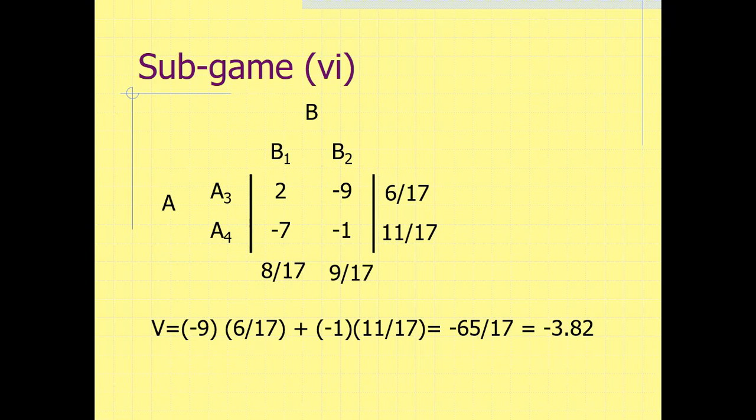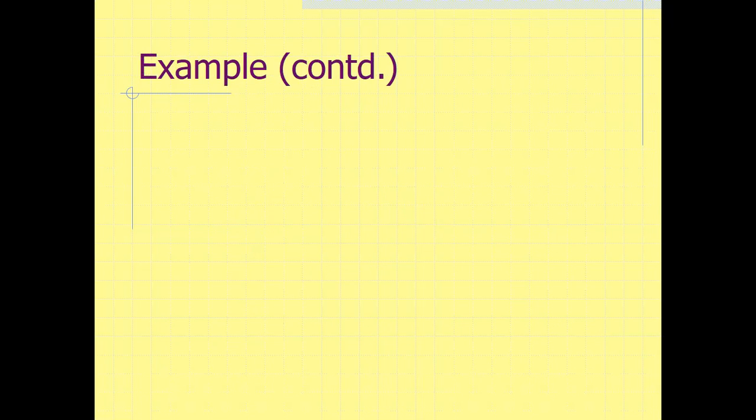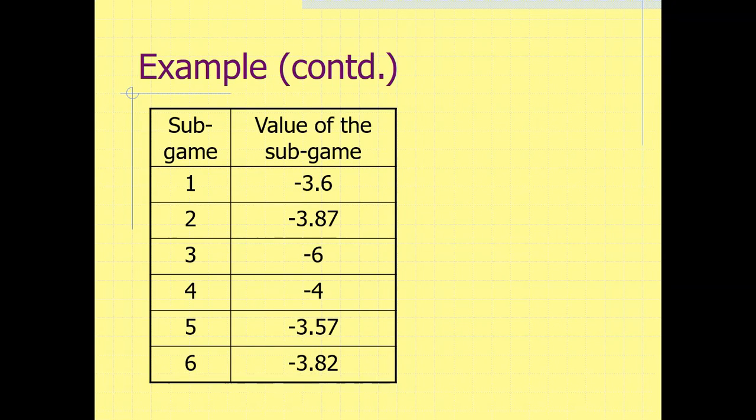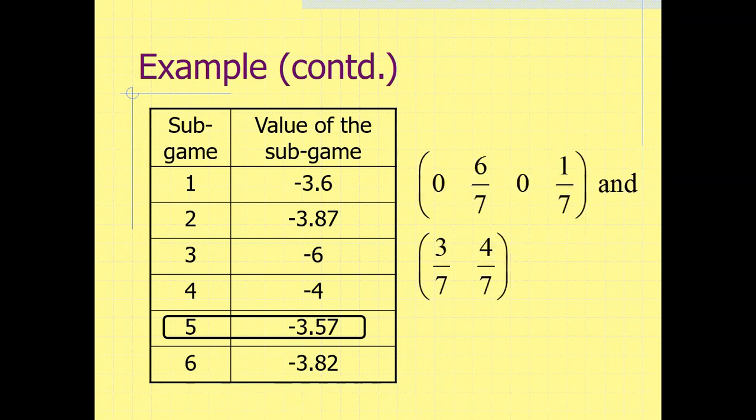Thus, player A would like to play the safest and accordingly would choose the subgame which gives the maximum value of all the 6 values. That is minus 3.6, minus 3.87, minus 6, minus 4, minus 3.57, minus 3.82. Accordingly, player A would play subgame 5 whose value is minus 3.57, and the strategies for A and B would be 0, 6 by 7, 0, 1 by 7 and 3 by 7, 4 by 7.